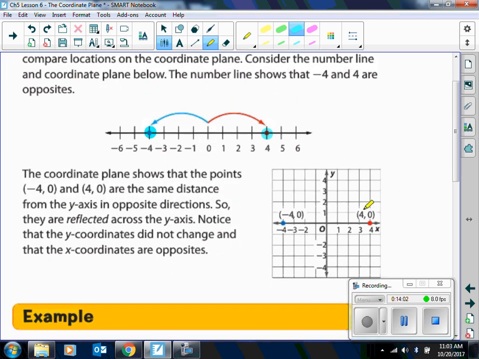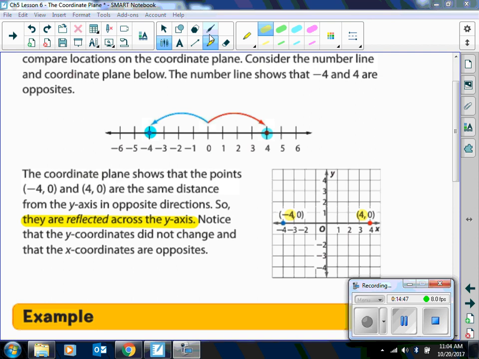So if we look at the coordinate plane, it looks just like this number line up here, right? Negative 4 is over here, positive 4 is over there. What this is saying is that because they are the same distance from the y-axis in opposite directions, they are reflected across the y-axis. Okay? And we also want to notice that the y-coordinates did not change and the x-coordinates are the opposites. So if you look here, there's the x-coordinates, negative 4 here and positive 4 over there.